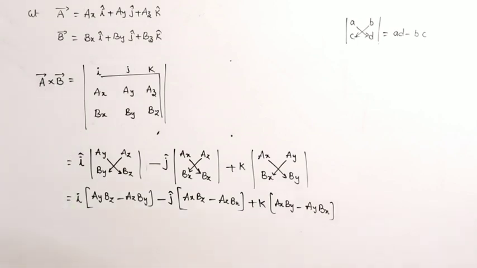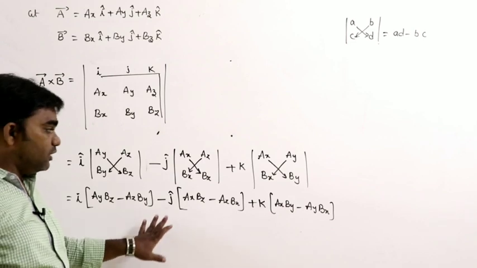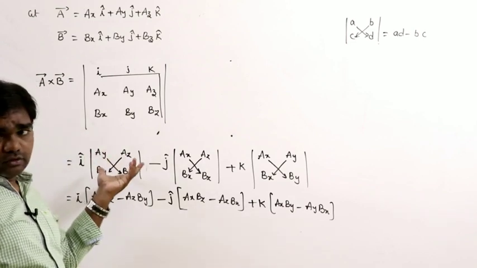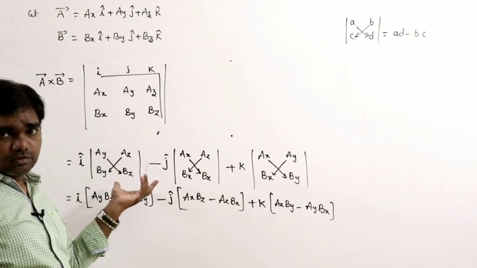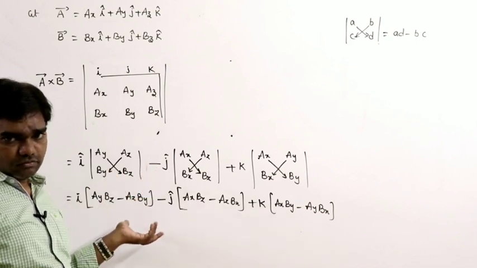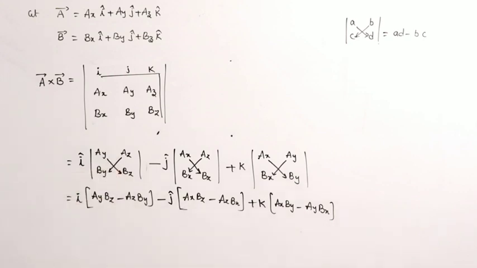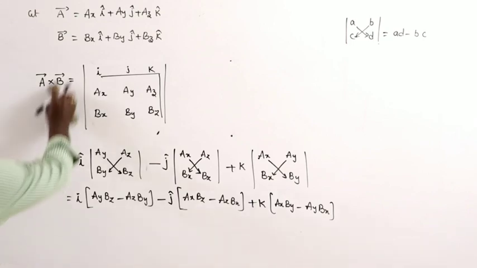So this is the way to find out the vector product. If you do 2 or 3 problems based on this, you can get very clear about this. So this is the way first. Let us do an example problem here.